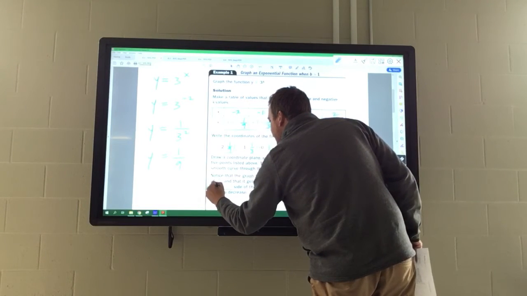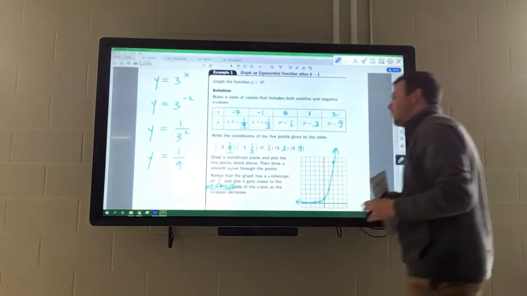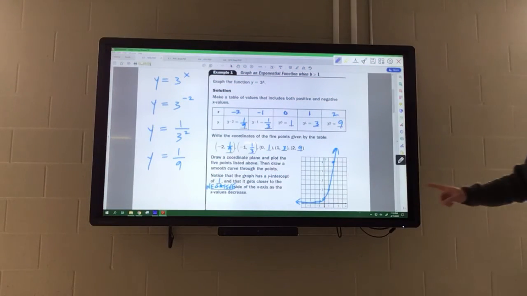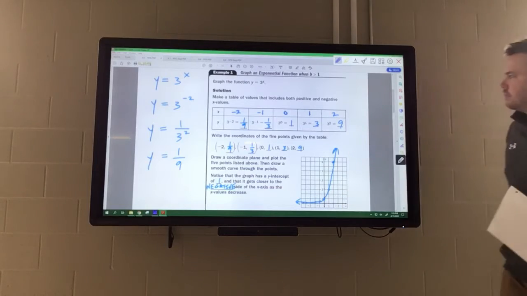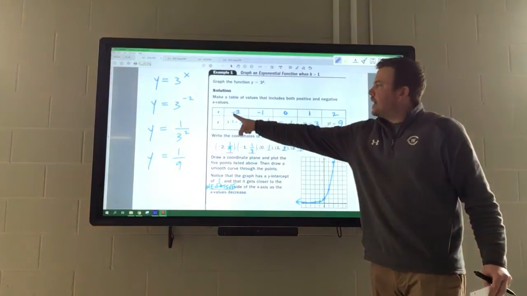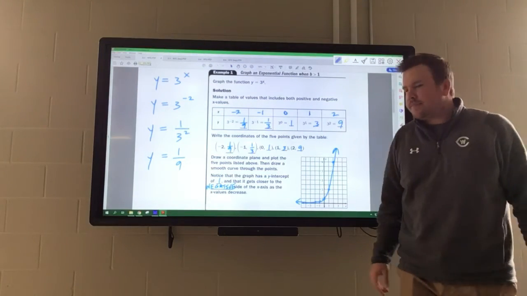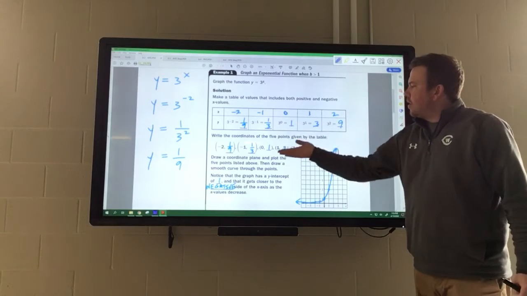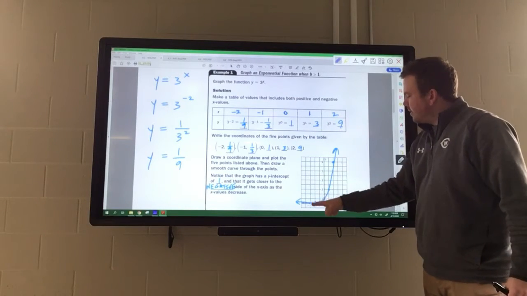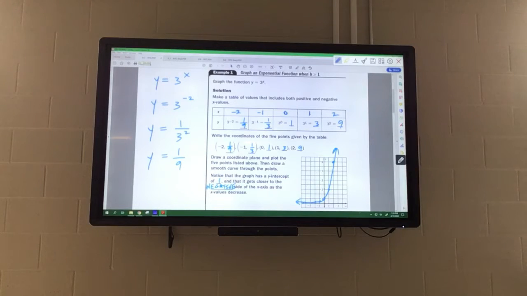Great. So we just graphed an exponential function. This one is showing exponential growth. So what we did, we created a table of values. We always use the x values of negative 2, negative 1, 0, 1, and 2, at least for the ones we'll be doing. Get our ordered pairs, plot our ordered pairs, and draw the curve through. Let's take a look at the next example.